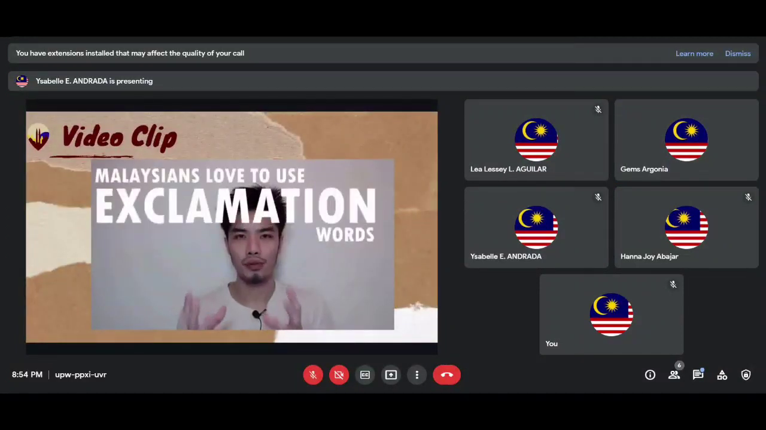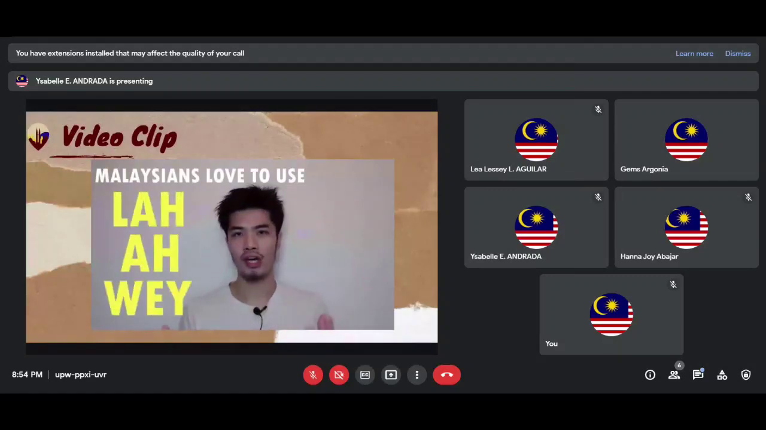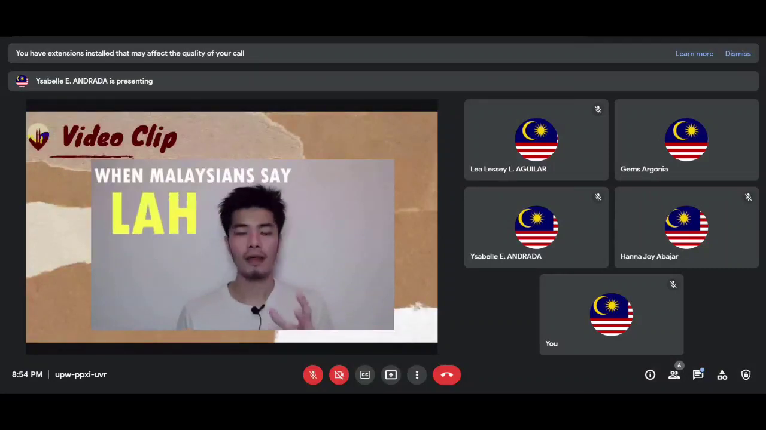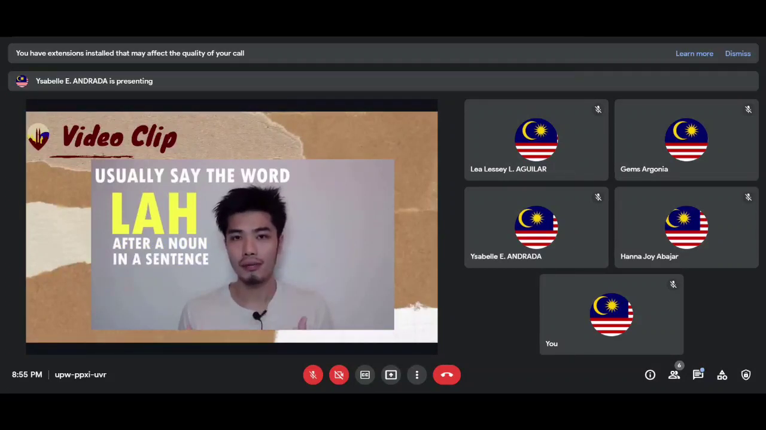Malaysians love to use exclamation words and put them in literally every sentence. Some of the most common exclamation words are lah, ah, and wei. When you use exclamation words in a sentence, they add different emotions, and sometimes you need to bring out a specific intonation, or else it's not going to sound right. When Malaysians say the word lah, they're trying to stress something, usually without being rude or hostile. Usually you would only say lah after a noun or at the end of a sentence. So here are the examples for you.